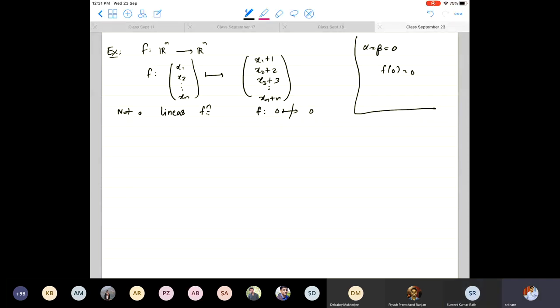So is it enough for me to observe that 0 is not mapped to 0? Where is 0 actually mapped to? Which vector is 0 mapped to? The column vector 1, 2, 3 up to n. So the function is not linear.